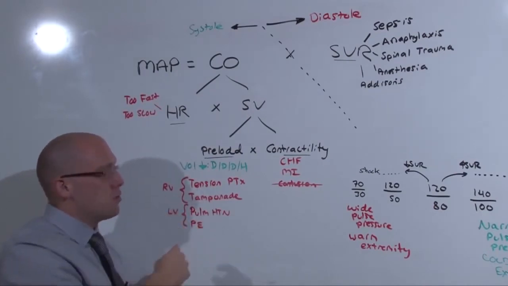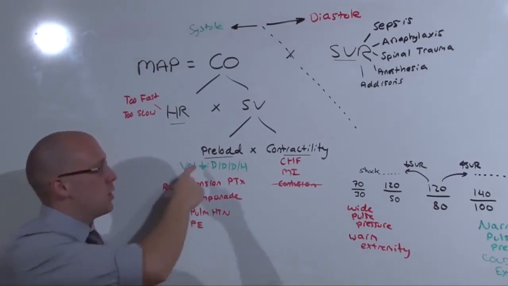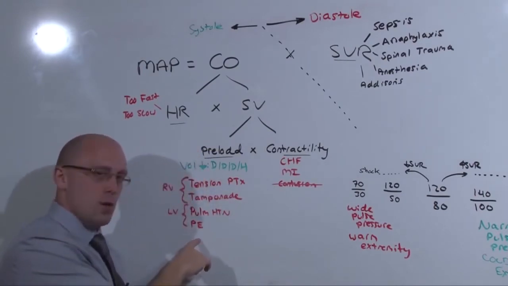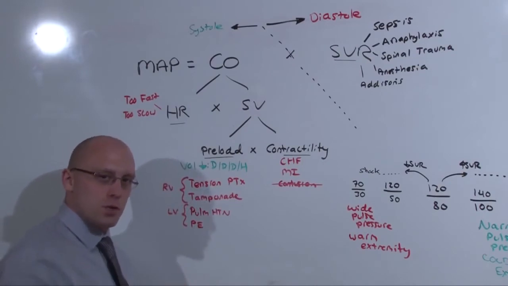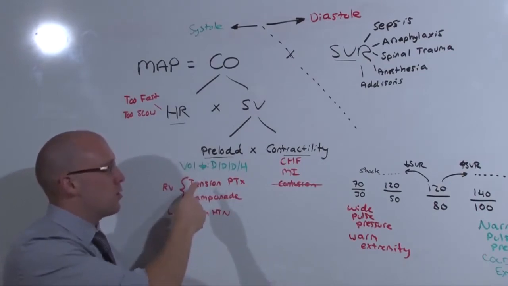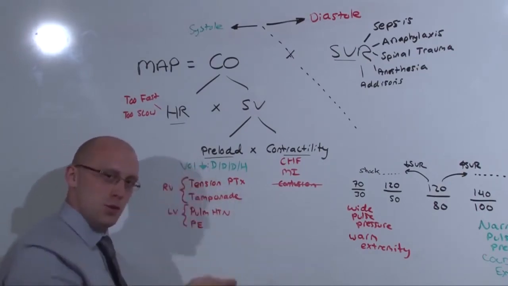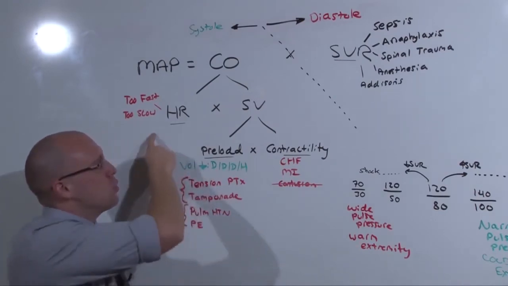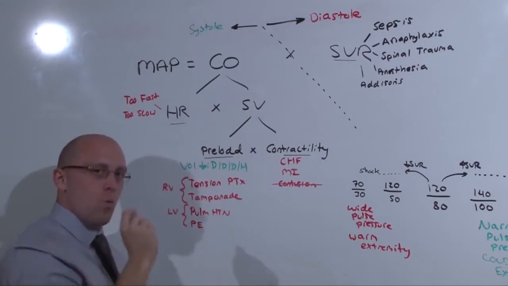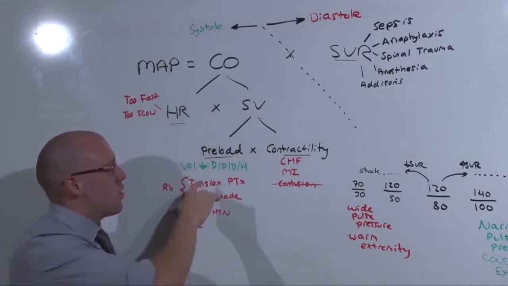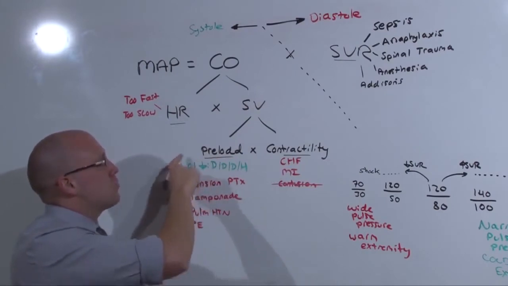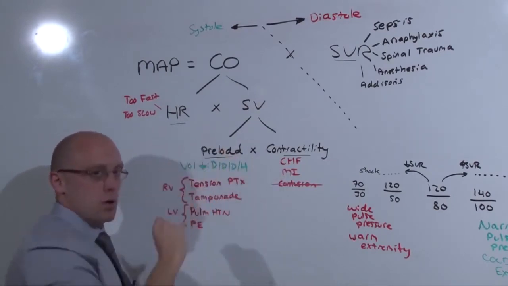If they're volume down, what are you going to do? It's a preload issue. You give them some preload. Give them volume. If they have a pulmonary embolism and they're in shock, what's your first step? They're preload down. Give them more volume. Yes, you're going to use TPA to break up the PE, but the idea is, as you go around and think about what is deficient, what type of shock it is is less important than which part of the equation is broken.